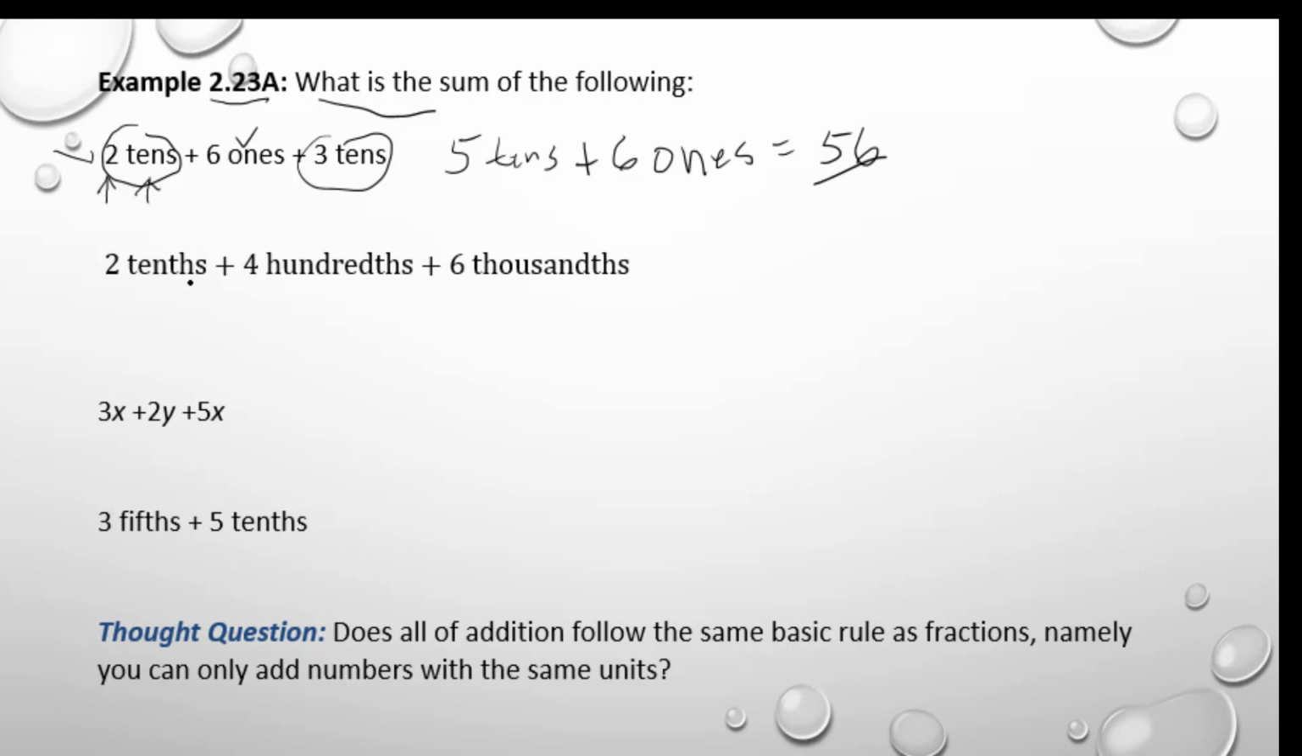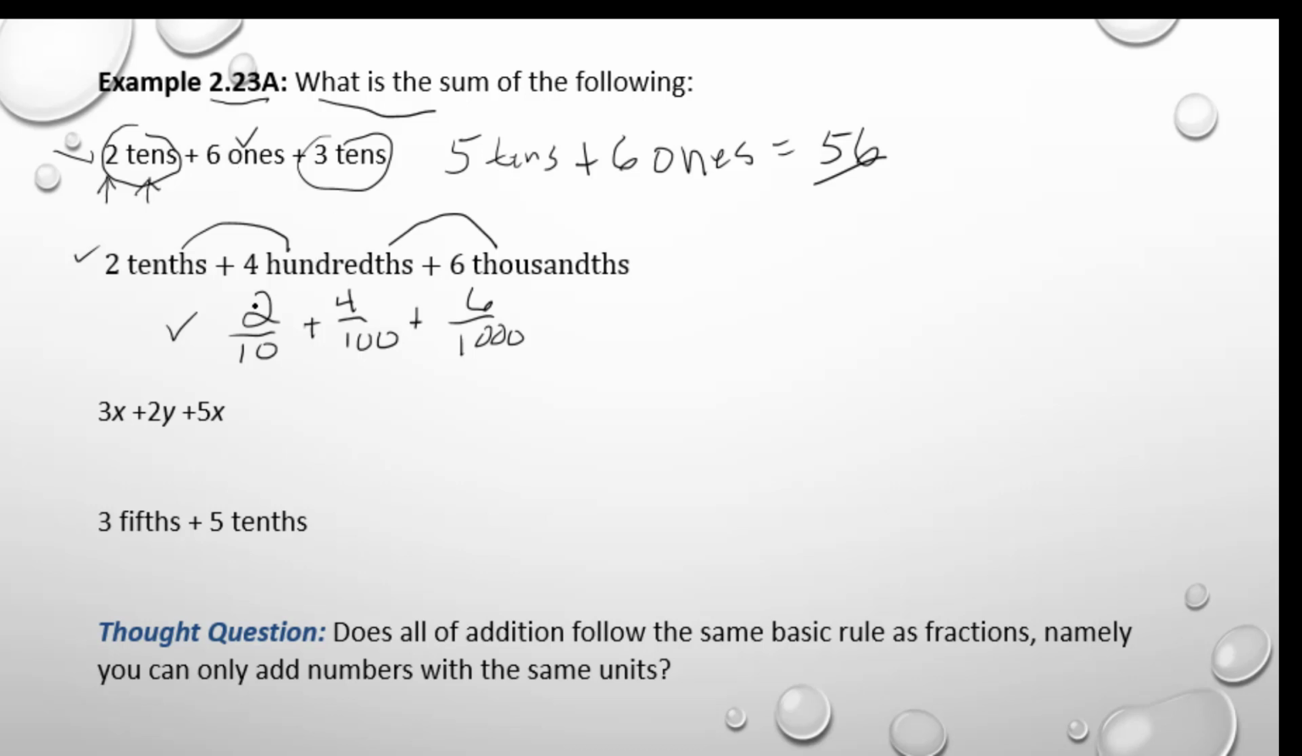This one is 2 tenths, which is this, plus 4 hundredths, which is this, plus 6 thousandths, which is this. This is writing it, and this is writing it in fractions. Now we can't add these because they are different units. You can't add tenths and hundredths in the same way you can't add tens and ones.